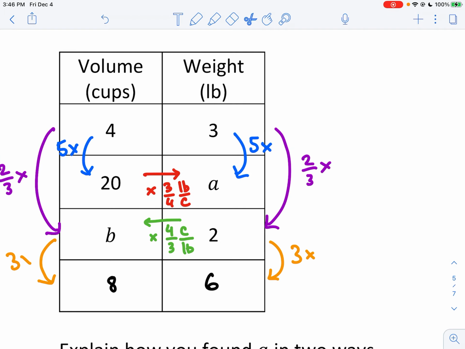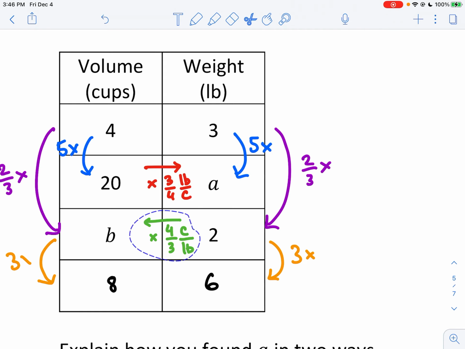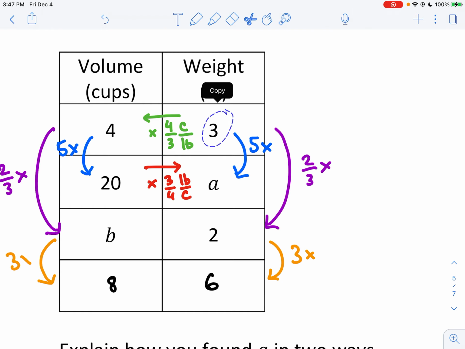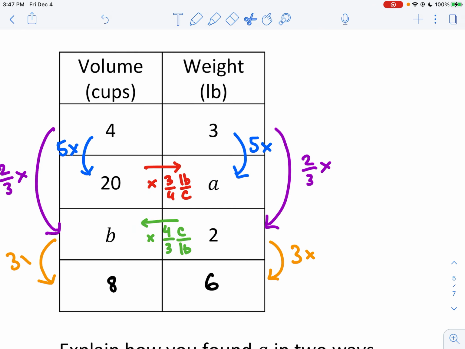So to go left to right in this table, you multiply by that unit rate. To go the other way around, if you know the weight, then you multiply by the unit rate of 4/3 cups per pound, and that will tell you how many cups you'll get. So using the green and the red are called using the unit rates.